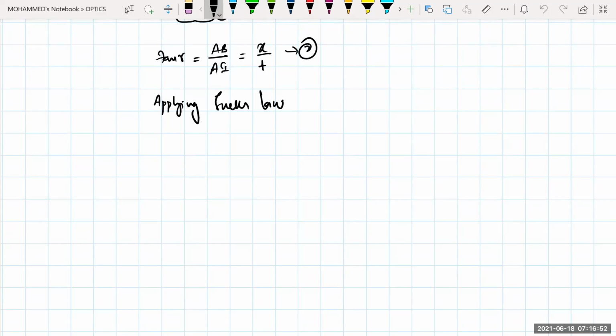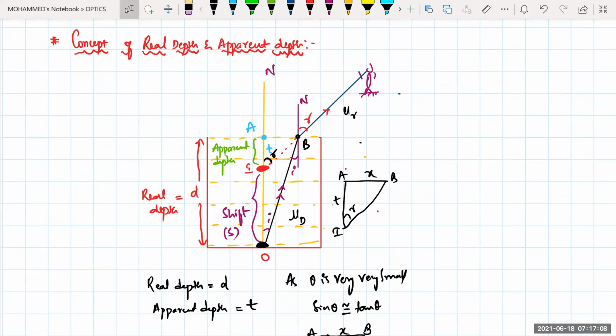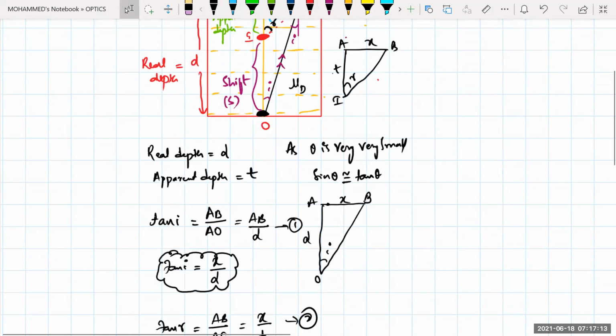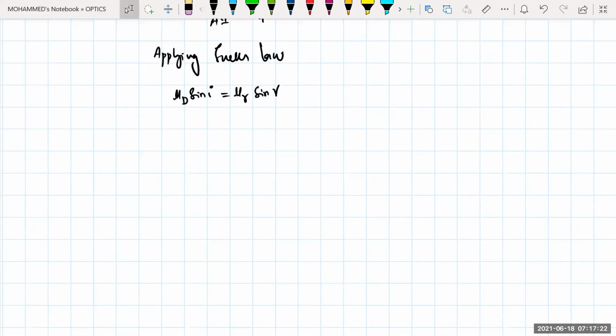It is mu sin theta equals constant, or mu 1 sin I equals mu 2 sin R. Where is the refraction happening here? Refraction is happening in the rarer medium, mu R. From the denser medium, mu 1 is nothing but mu D, the denser medium. That is the relation. Clear?